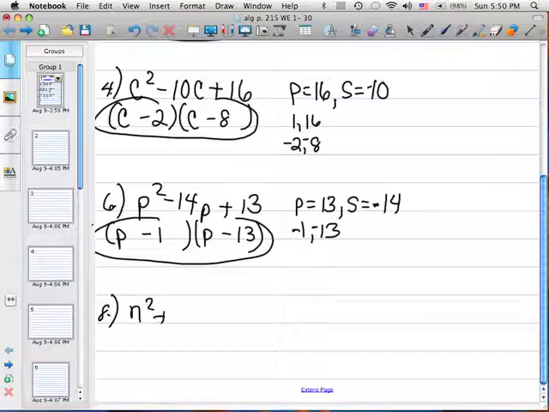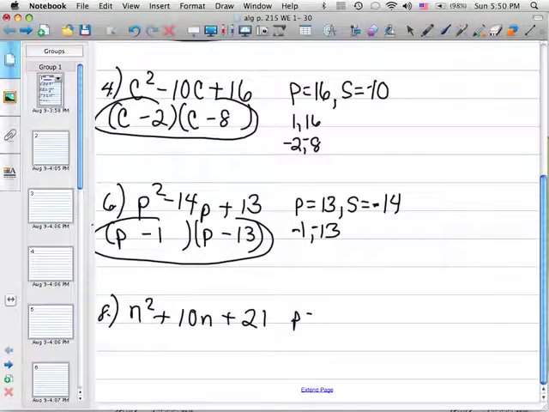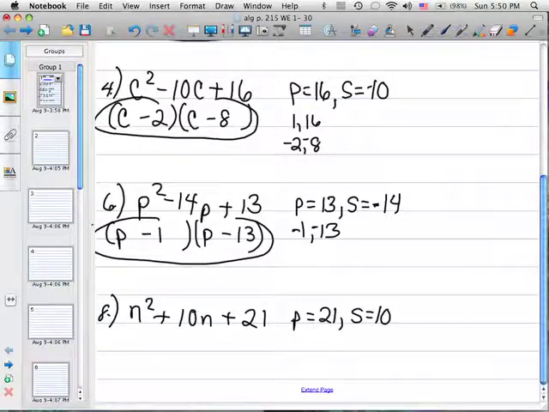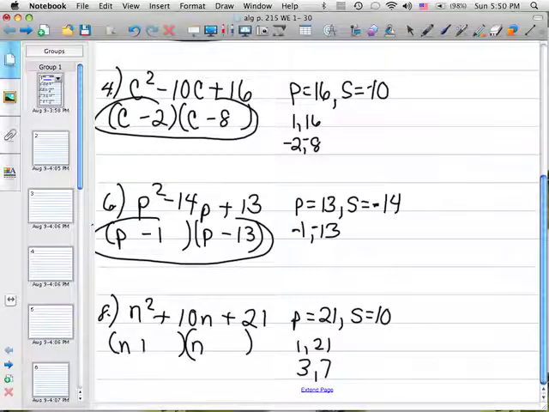Number 8, we have n squared plus 10n plus 21. The 2 numbers we're looking for have to have a product of 21 and a sum of 10. The factors of 21, 1 and 21 do not work. 2 doesn't go in. 3 and 7 do add up to 10 if they're both positive. There's our solution. So the square root of n squared is n. One has to be plus 3 and one has to be plus 7.